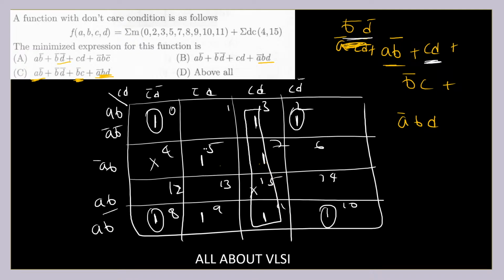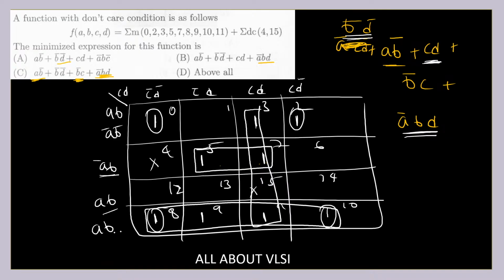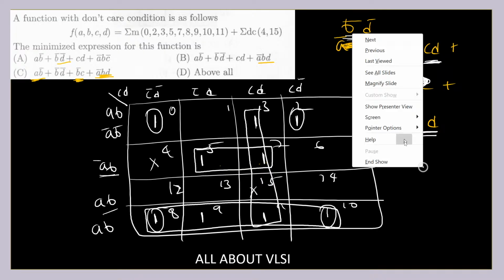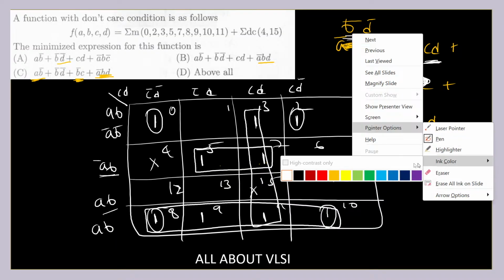Next, I'm going to make a dual of this, which will give me A bar B D. This is the term I got. Next, I'm going to make this quad, which is nothing but A B complement. So B complement C will be erased. So which option is it? A B complement plus B bar D bar plus CD plus A bar B D. It's option C. If I follow this particular grouping, I'm going to get option C.